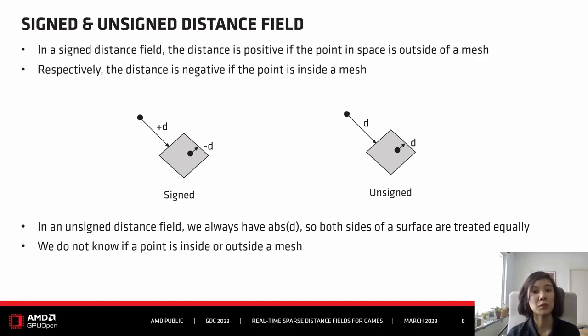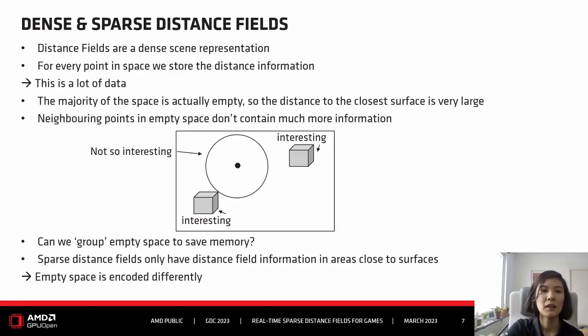Since we don't have control about the content, we have to be able to also deal with meshes that may contain holes. So that's why the generated distance field is an unsigned distance field. So now you've maybe noticed in the title it's not just an unsigned distance field, it's actually a sparse distance field. So what is a sparse distance field?